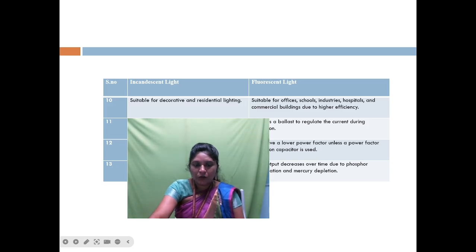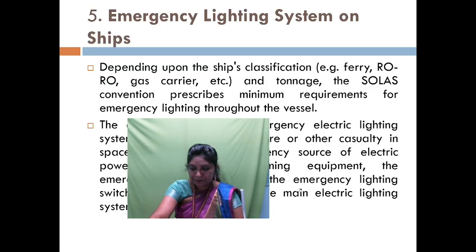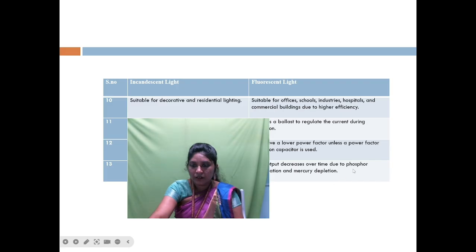In incandescent, light output decreases gradually as the filament evaporates and blackens the bulb. In fluorescent, the light output decreases over time due to phosphor degradation and mercury depletion.